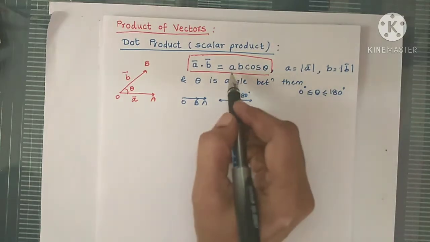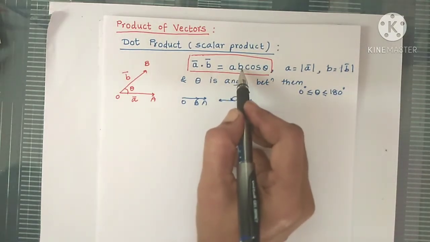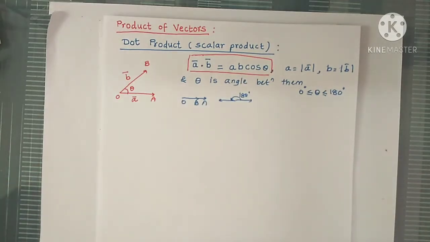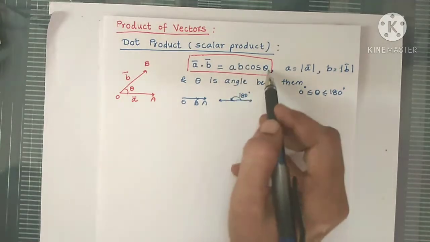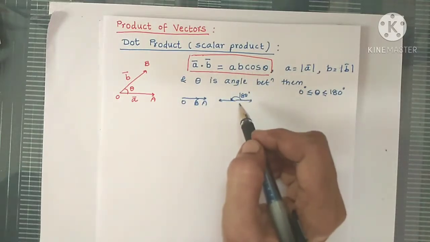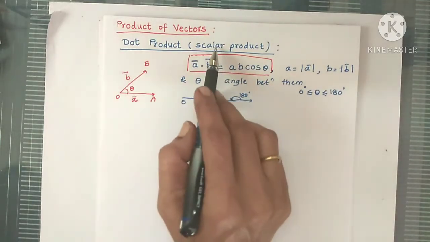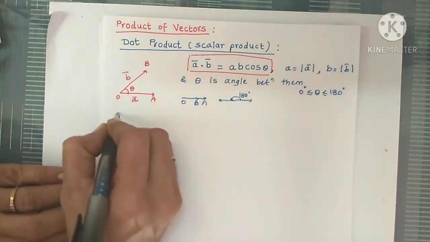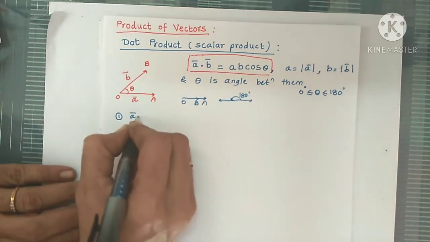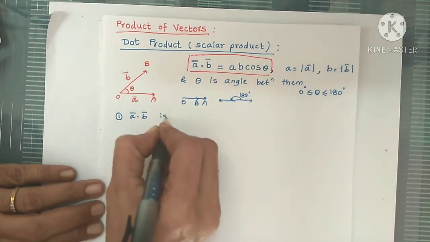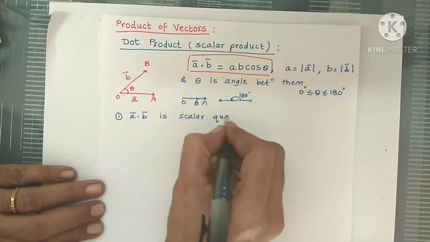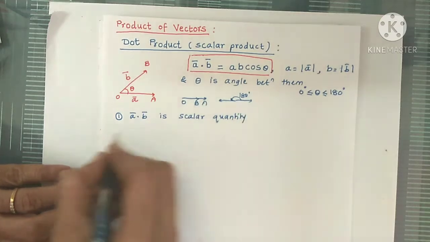Now modulus of a bar is a real number. Modulus of b bar is also a real number, and cosine of angle between them, cos theta, lies between -1 and 1, so it is also a real number. And the product of all these three real numbers is also a real number. That means it is a scalar. Therefore, this is known as a scalar product, as it is a scalar quantity. So the first property is that dot product is a scalar quantity.